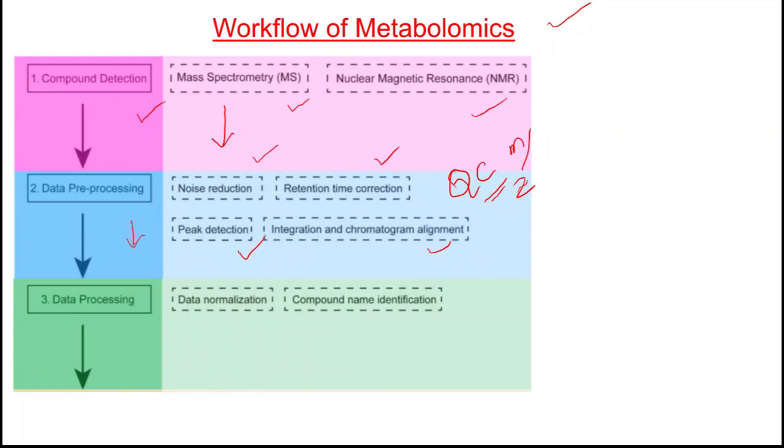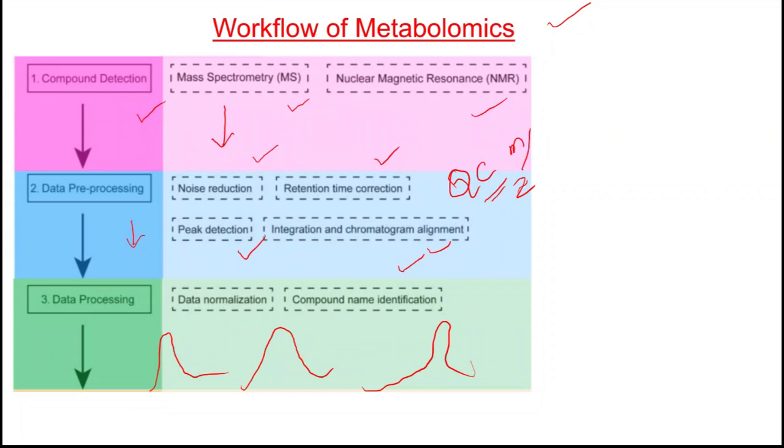As we know, sometimes our data is not normally distributed. I mean, sometimes it is skewed to the right or sometimes it is skewed to the left. So it is important to do data normalization, and we also perform compound identification.